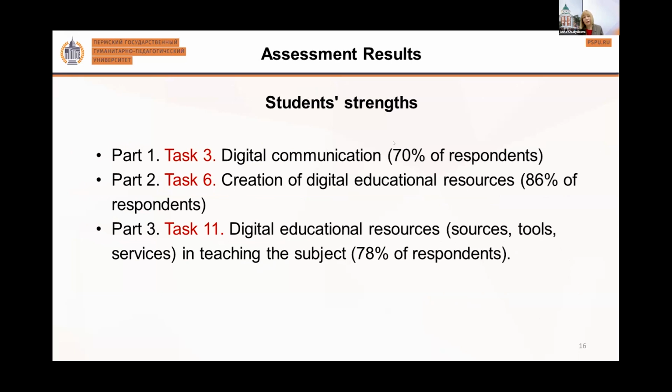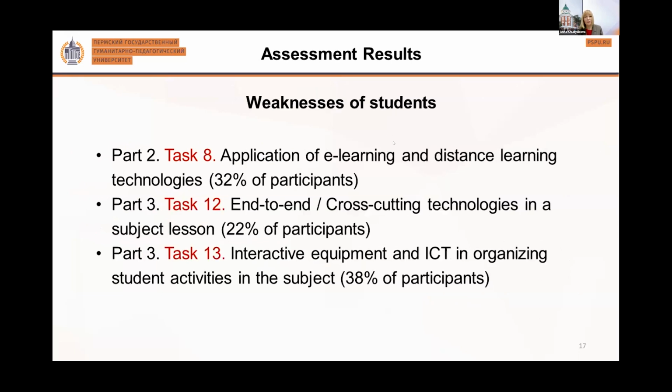And we also found out students' weaknesses. Maybe it's more interesting. First, it's application of e-learning and distance learning technologies. Second, it's end-to-end, or maybe it's more convenient to say cross-cutting technologies in subject lessons, and interactive equipment and ICT in organization of students' activities in the subjects.